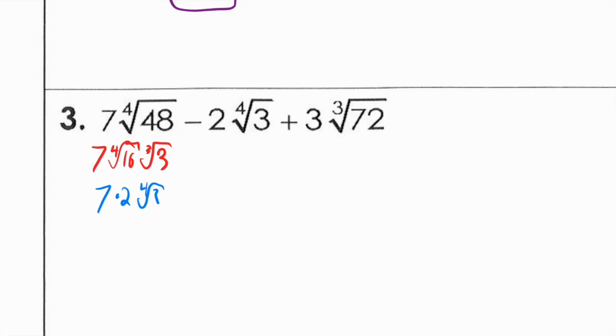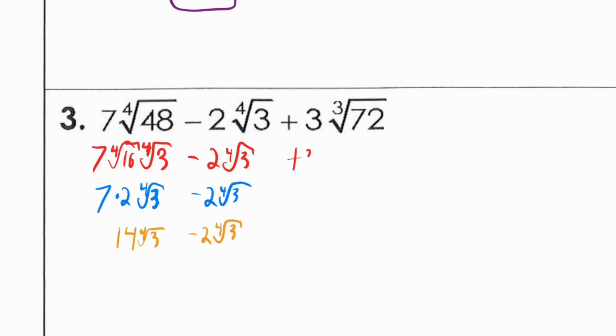I realize in the last step I wrote cube root of 3 instead of fourth root of 3. And so that ends up being 14 times the fourth root of 3. Our middle term just continues to stay the same here because it didn't need simplified, which is quite lucky for us. One less thing we had to worry about here.